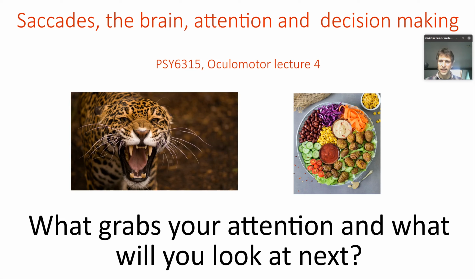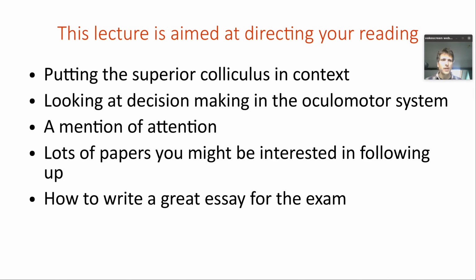And the idea of this is really to say, well, what grabs your attention, and what are you going to look at next, and how does your brain basically decide on this? So we'll talk a little bit about where the brain is doing that. So this lecture is really aimed at directing your reading. So we're going to put the superior colliculus in context. I'll talk a little bit more about it, but also about other brain regions that are involved in eye movements.